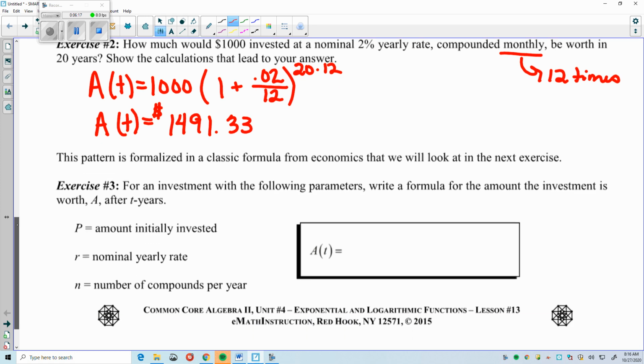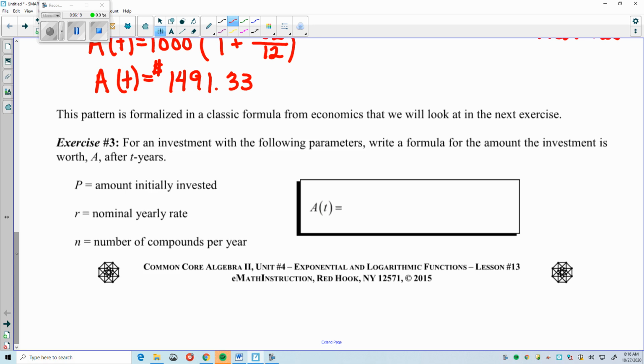So putting this all together, I'm hoping we're coming up with a pattern that we're seeing. And this is going to give us our final formula. So it says for an investment with the following parameters, we're going to write a formula for the amount the investment is worth, which is our A, after T years. So this here, the amount that your investment is worth. Okay? P is the amount initially invested. We call this the principal. R is your nominal yearly rate. And N is the number of compounds per year. So think about that.